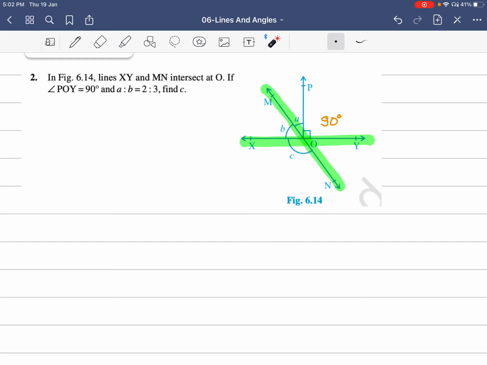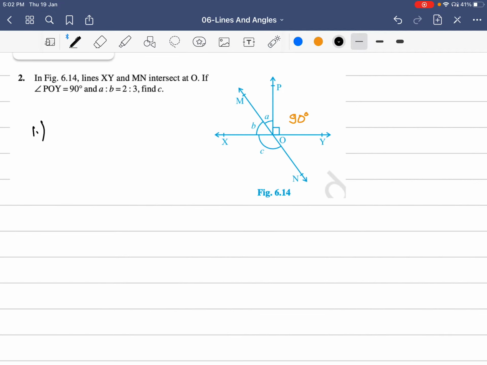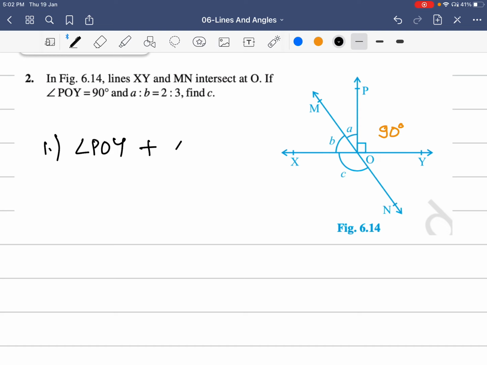Now, if this angle POY is 90 degree, then this angle XOP is also going to be 90 degree. So that is the first thing that we understand. Let's write it down here. We can say that angle POY plus angle POX should be 180 degree, because this is a straight line XY. The straight line is a straight angle, so its value is going to be 180 degree.